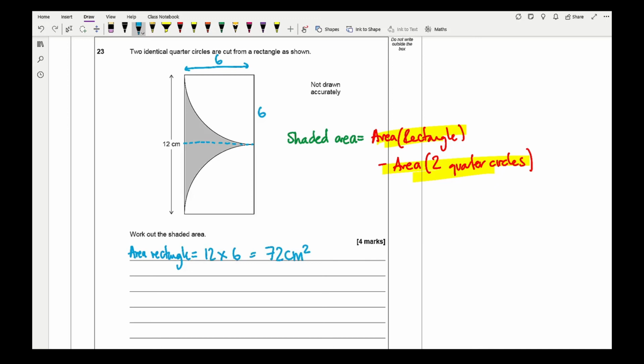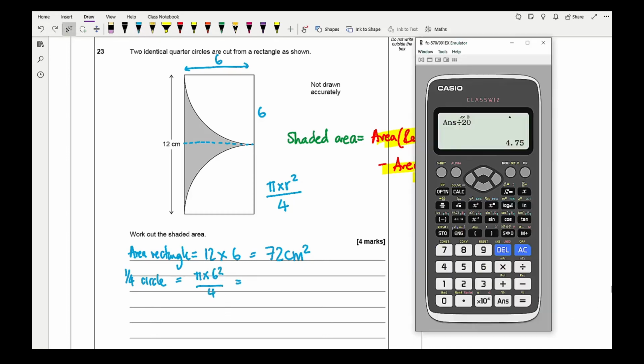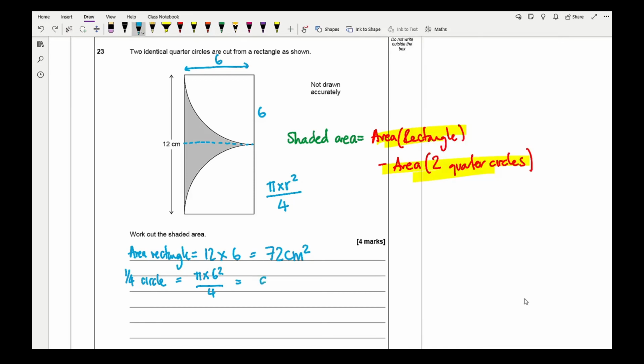Now in terms of the area of the quarter circle, the area of a full circle is pi r squared, so a quarter circle is going to be that divided by 4. So the quarter circle is going to be pi times the radius, which is 6, squared, divided by 4. And again, if I type that into my calculator, pi times 6 squared, press equals, divide that by 4, and it gives me an answer of 9 pi.